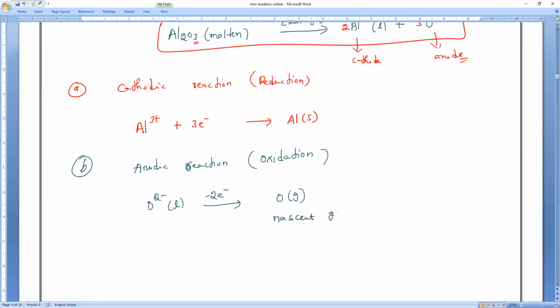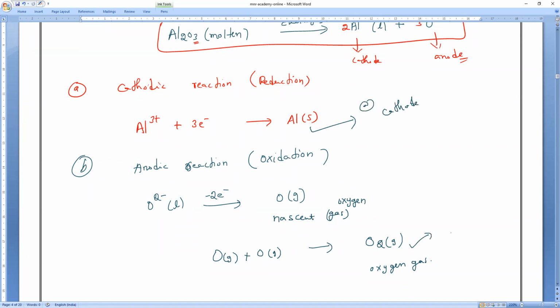Nascent gas is very highly reactive. So what will happen? Immediately it will react with another oxygen atom, and it will turn into what gas? Everybody. Yes, please. Oxygen gas. So that is what. We will get aluminum metal at the cathode, and oxygen gas at where? Oxygen at the anode. Okay, so that is what you have to remember.